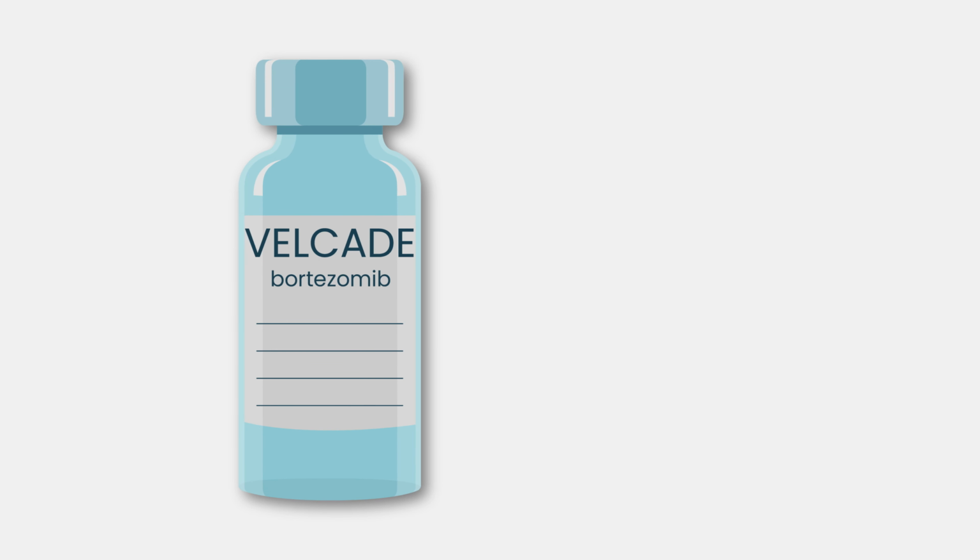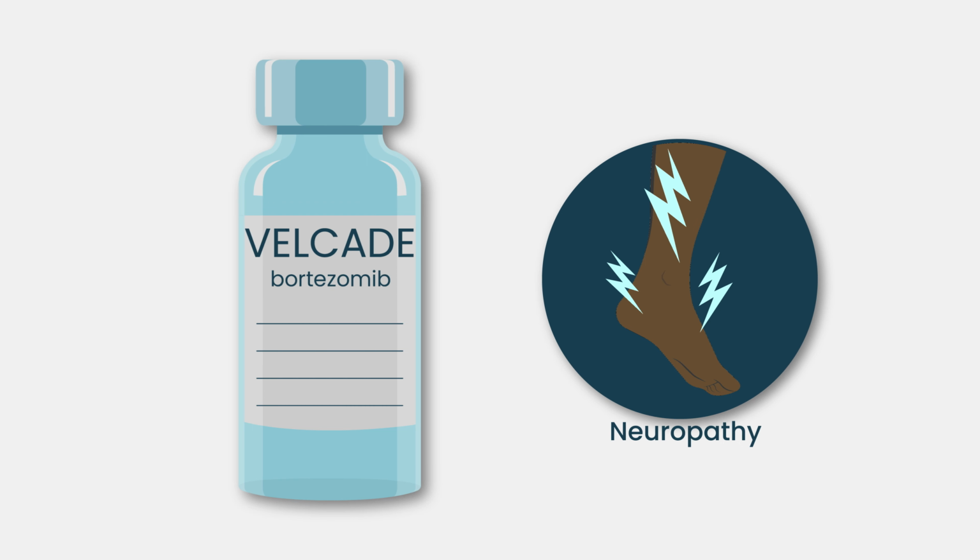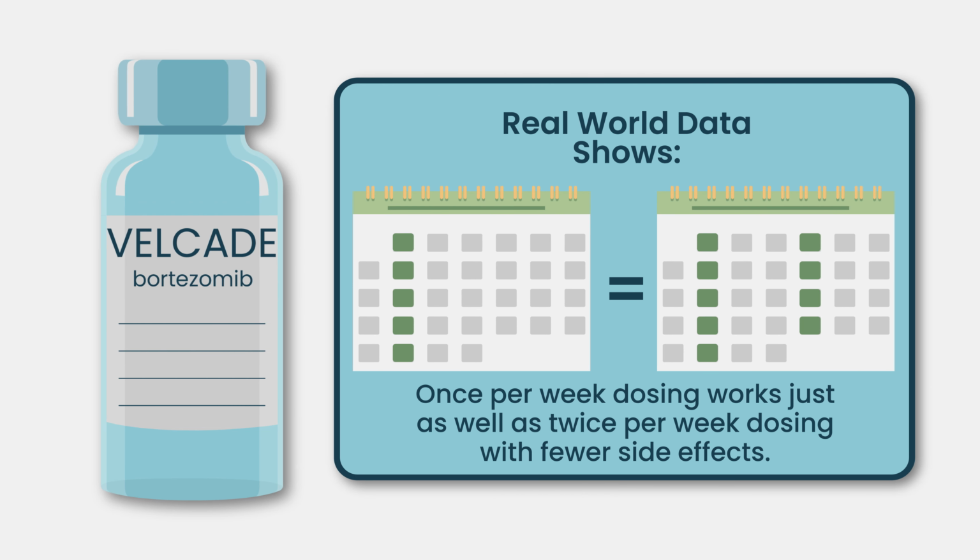Real-world data can be very helpful to guide treatment decision-making, for drugs that are already approved: how can we use them better? There are several examples of this that I can think of for patients with myeloma. Many of you know the drug bortezomib or Velcade, which can cause neuropathy. That's a good example where real-world data shows that once-per-week dosing works just as well as twice-per-week dosing, with fewer side effects.